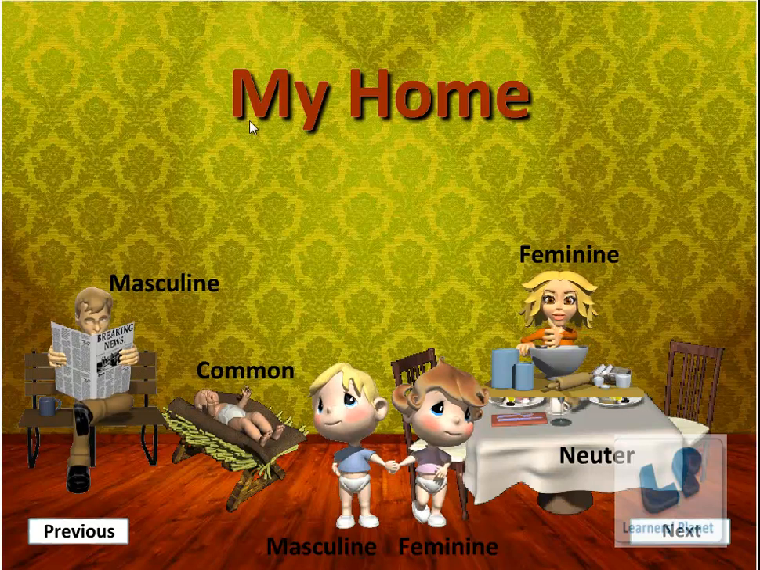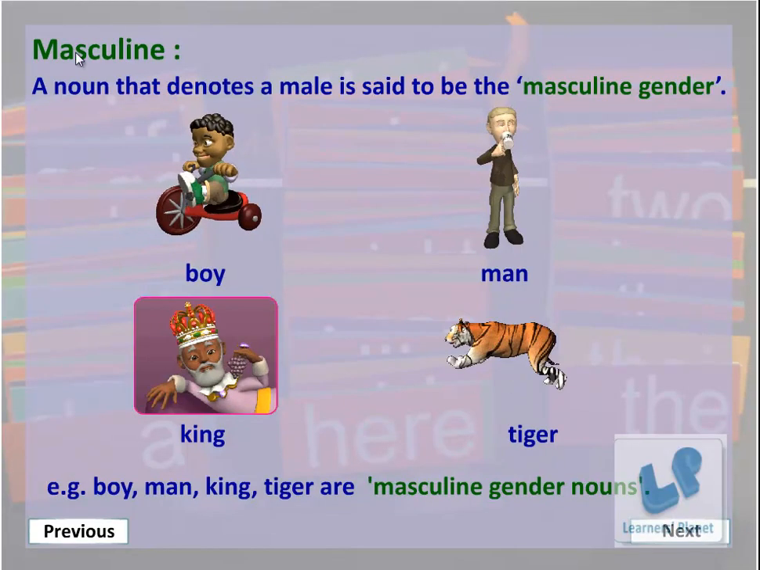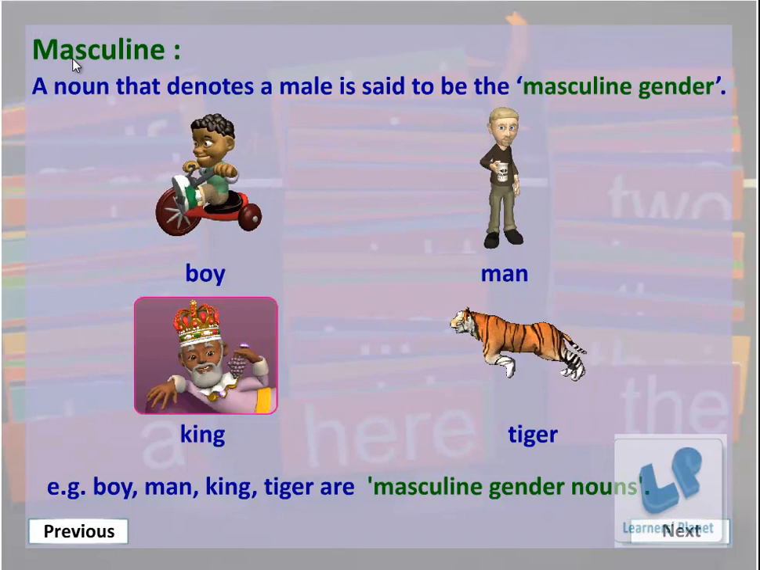This is my home. As you can see, there are 4 different types of classifications. First, masculine, then there is common, then there is feminine, and then there is neuter. Let's look into what masculine is.